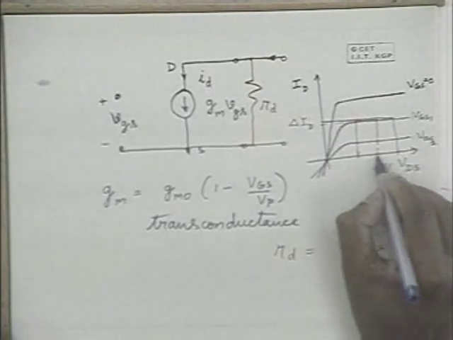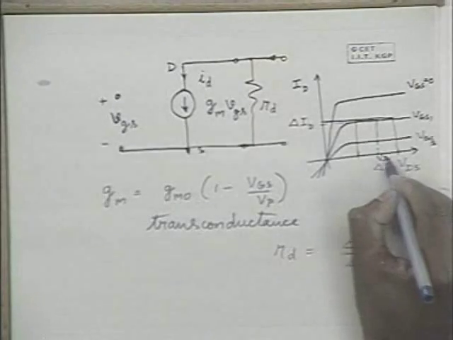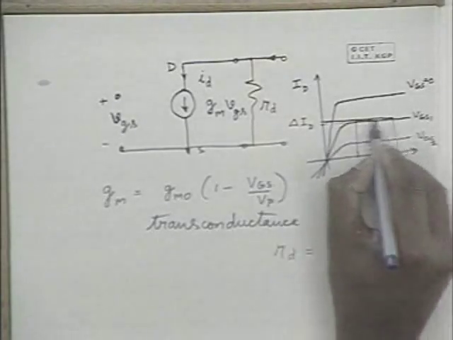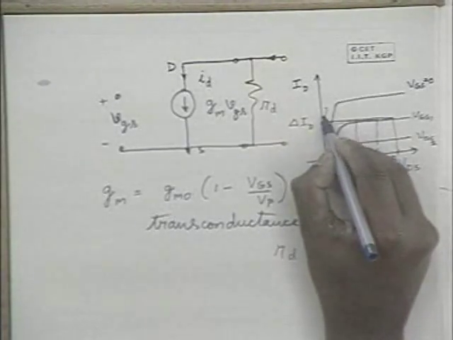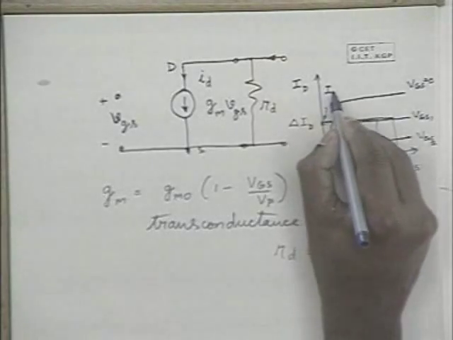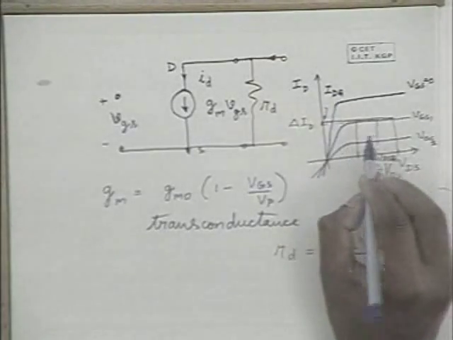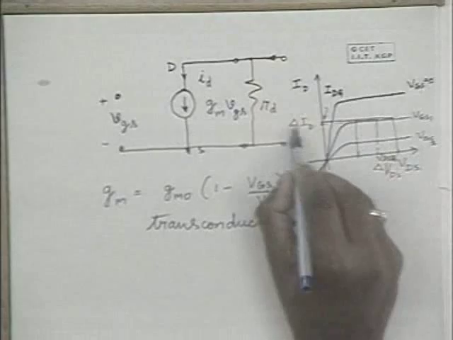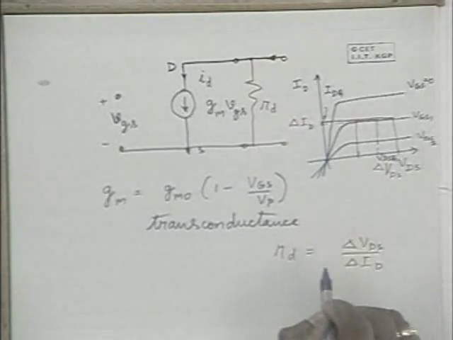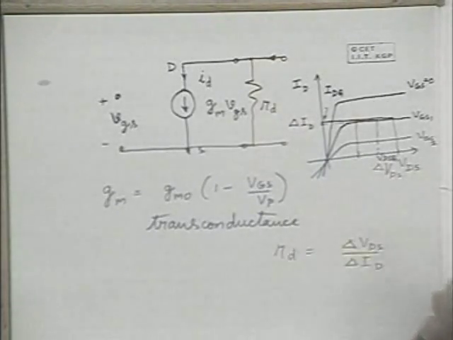So if this is the VDSQ, and the in-between value here is IDQ, then around this the slope of this curve gives you 1 by RD. Any questions on the small signal equivalent circuit of the junction field effect transistor?